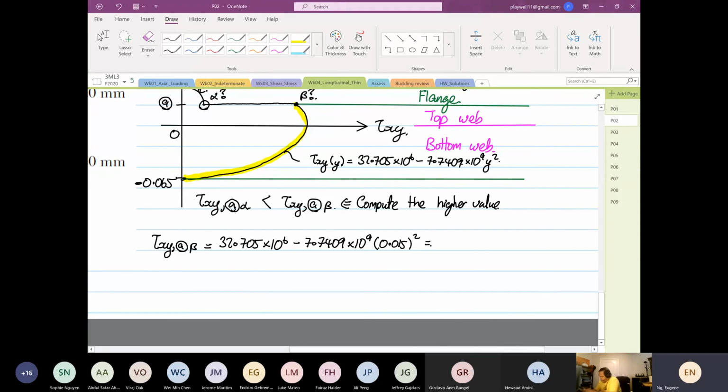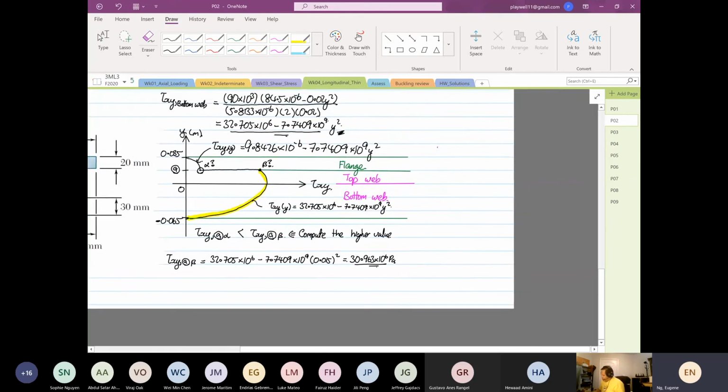So this will be equal to 32.705 power 6 minus 7.7409 power 9 times 0.015 squared. I pressed the calculator and I got 30.963 times 10 to the power 6 Pascal shearing stress. Let me do it again to be very sure: 32.705 power 6 minus 7.7409 power 9 times 0.015 squared gives 30.963 times 10 to the power 6.